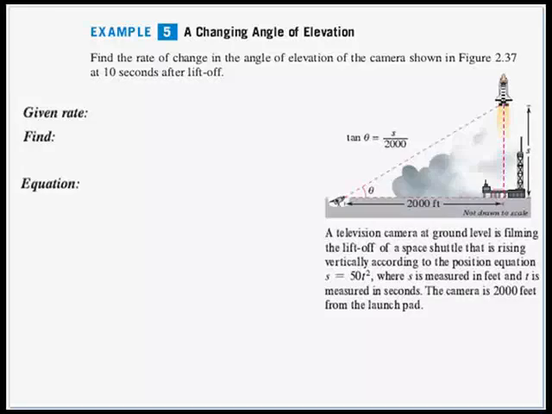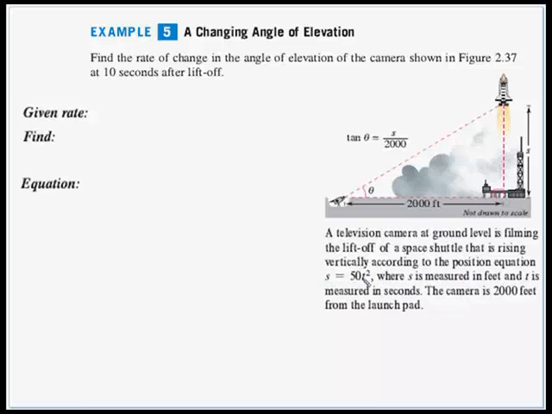Alright, example 5 is about an angle changing. So we have a changing angle of elevation. Find the rate of change in the angle of elevation of the camera shown in the figure at 10 seconds after liftoff. So it says here we have a television camera at ground level filming the liftoff of the space shuttle, that is rising vertically according to this position equation.